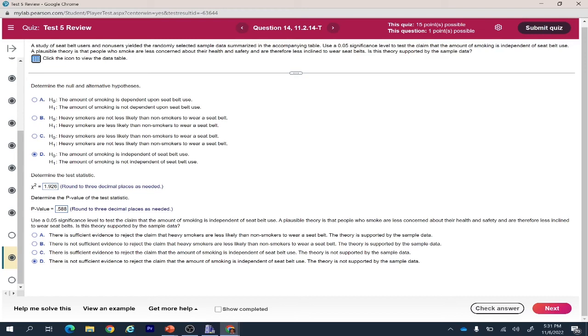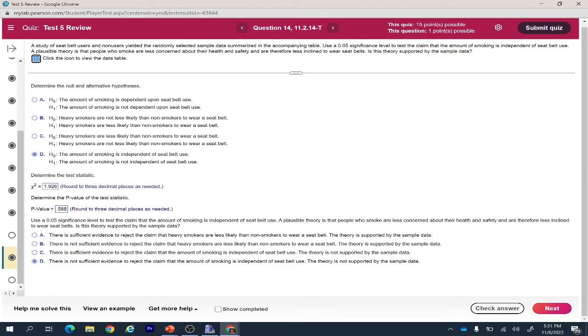First of all, for this kind of problem, the null hypothesis is that the row variable and column variable are independent. In this case, the amount of smoking is independent of seatbelt use. That's our null hypothesis. The alternative is that the amount of smoking is not independent of seatbelt use. And the test statistic for this type of problem is chi-square.